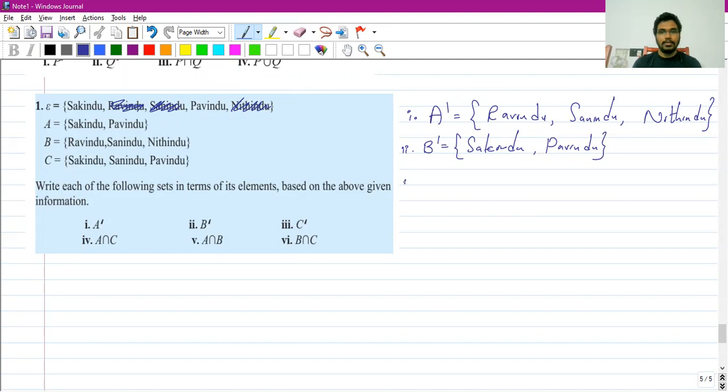Next, the third part: C dash, or the complement of C. We can take Sakindu, Sanindu, Pavindu, and write the other remaining two names, Ravindu and Nitindu.